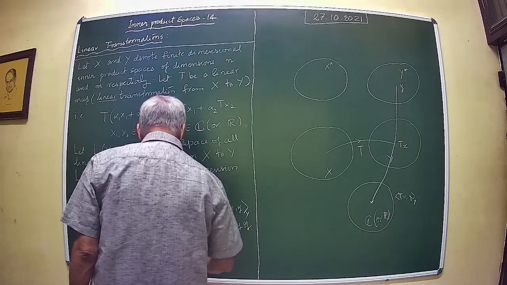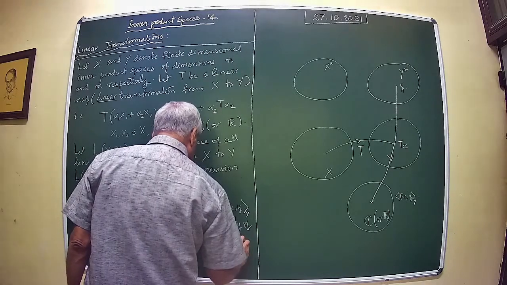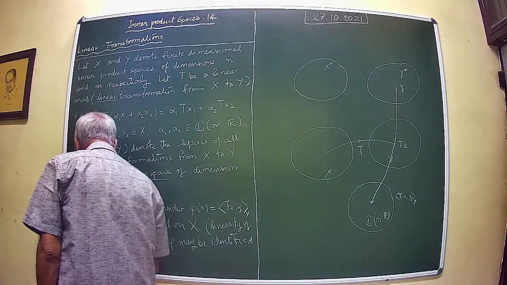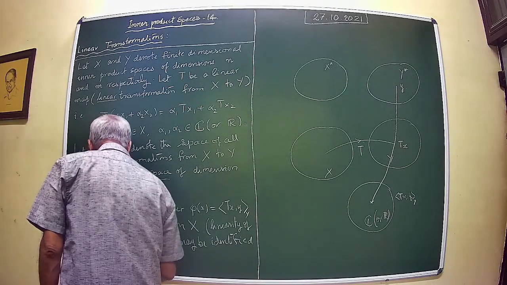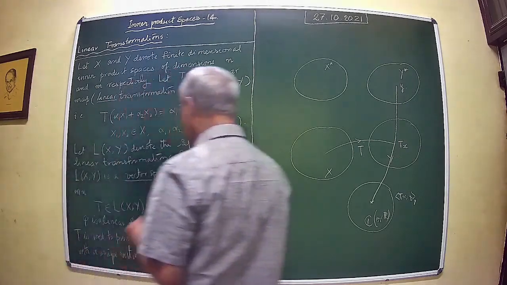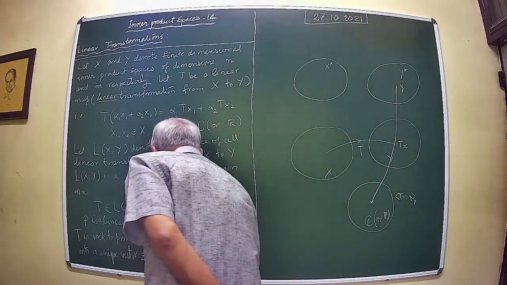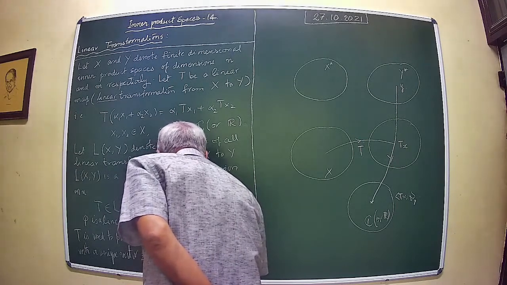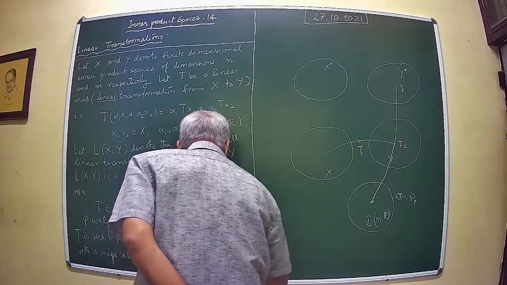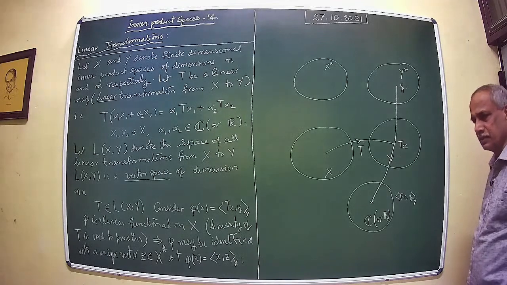Therefore, phi may be identified with a unique z belonging to X star, such that phi of x equals the inner product of x and z. So this is again applying the representation theorem.